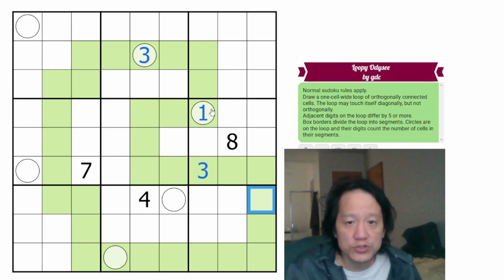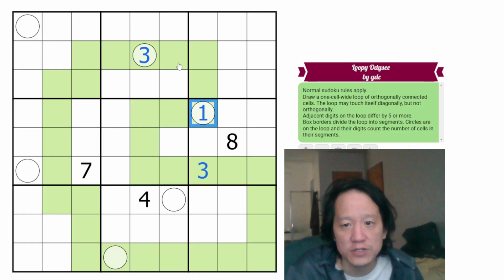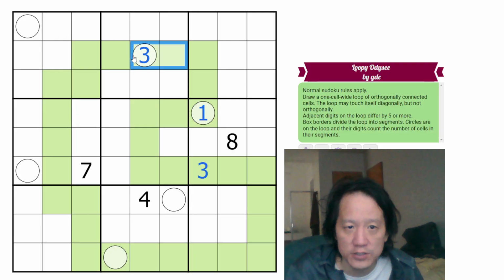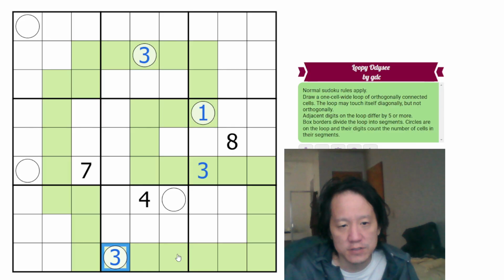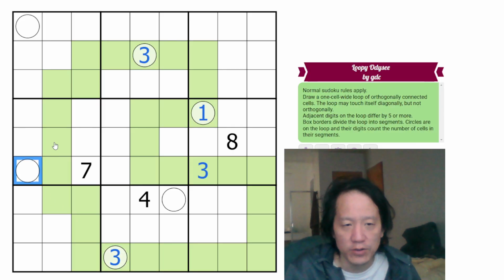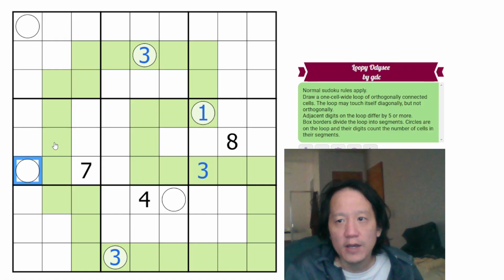So box borders divide the loop into segments. Circles are on the loop first of all, and the digit in the circle counts the number of cells in their segment. So again, this would be 3, and this would be 1. This would be 3 because there's 3, and then we don't have any other examples of them. Anyway, those are all the rules. If you'd like to play along, there's going to be a link in the description.